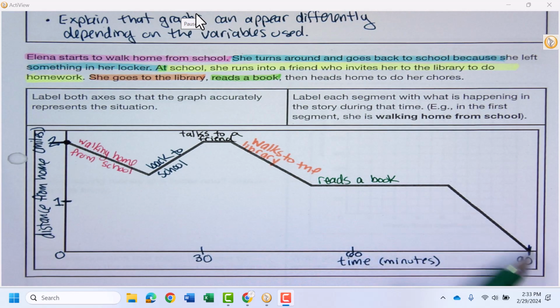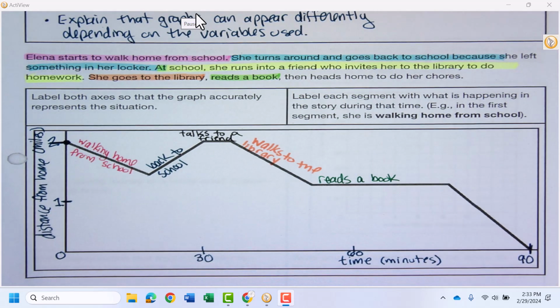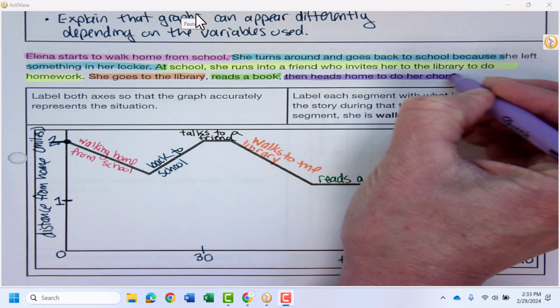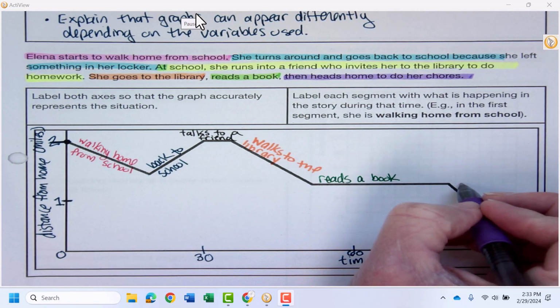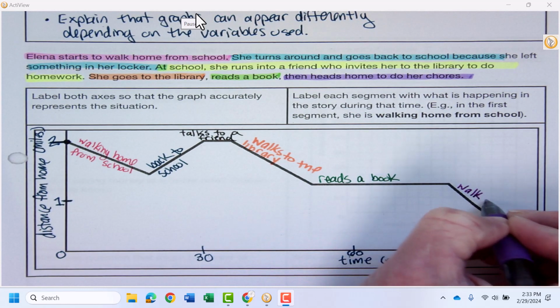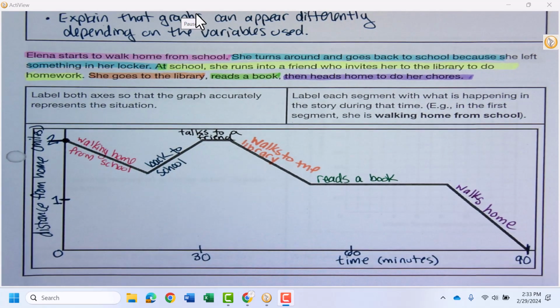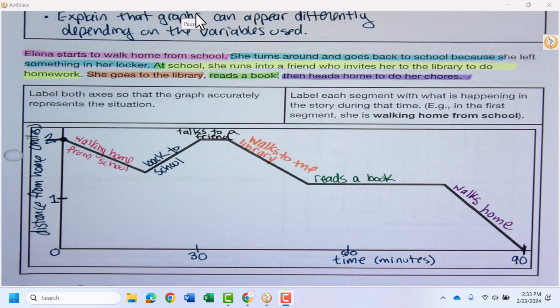And then her distance from home decreases again until she is 0 miles from home after 90 minutes. What color will she use? Haha, purple. I do have one last color. She heads home to do her chores. That's what happens in this last segment. She's walking home. Oops. And then her distance from home is 0, meaning she is at home doing her chores like a good young lady. All right. So this is telling the story of what's going on in our little scenario.